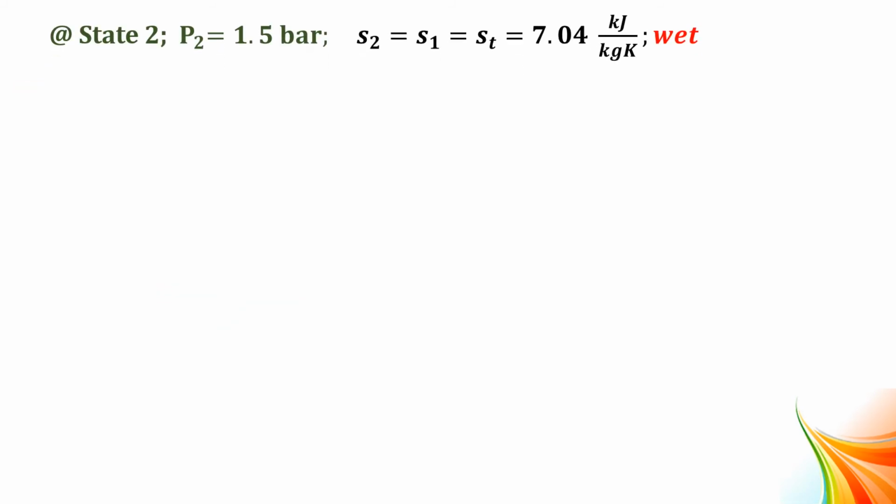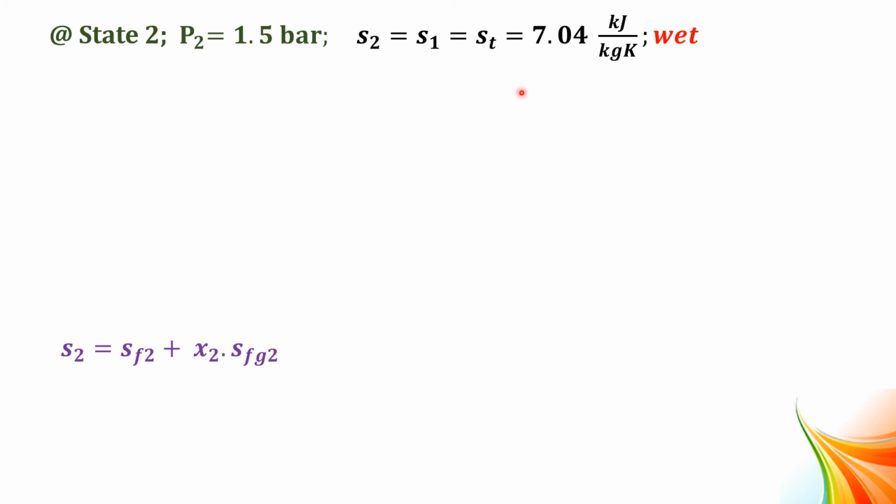Now we know the steam is wet, pressure P2 equal to 1.5 bar. So if the steam is in wet condition, then we know the formula for calculating the S2 value: S2 equal to Sf2 plus X2 into Sfg2. If the steam is wet, immediately we have to find out the dryness fraction value. For calculating the dryness fraction, we have to use this equation.